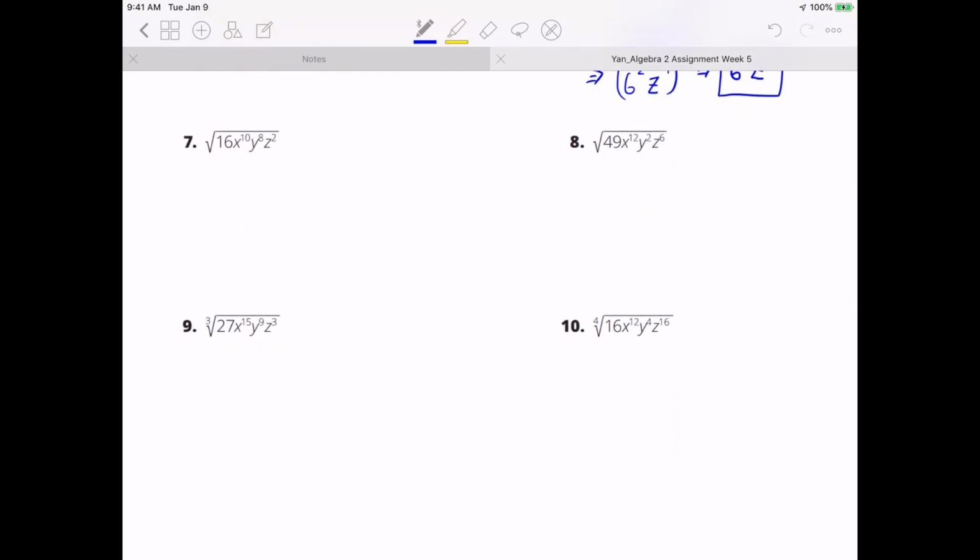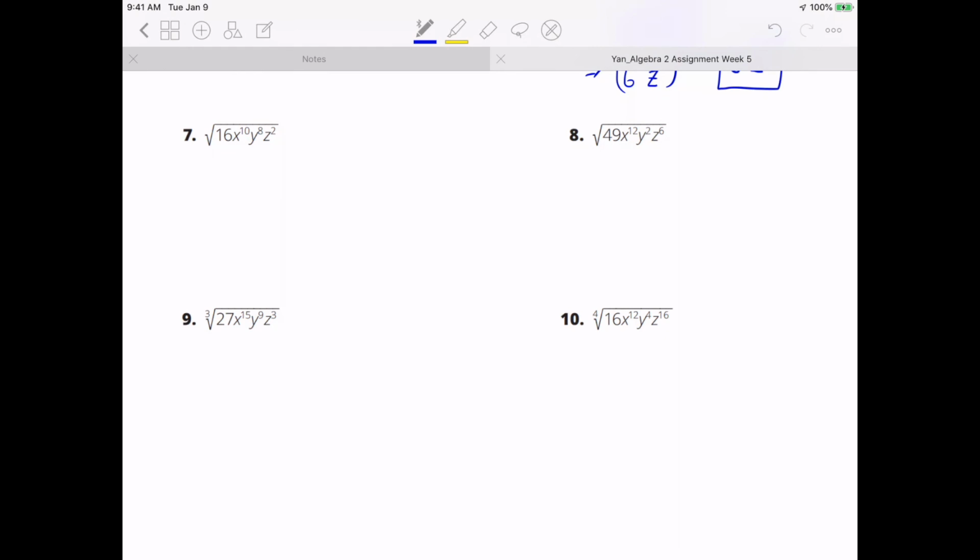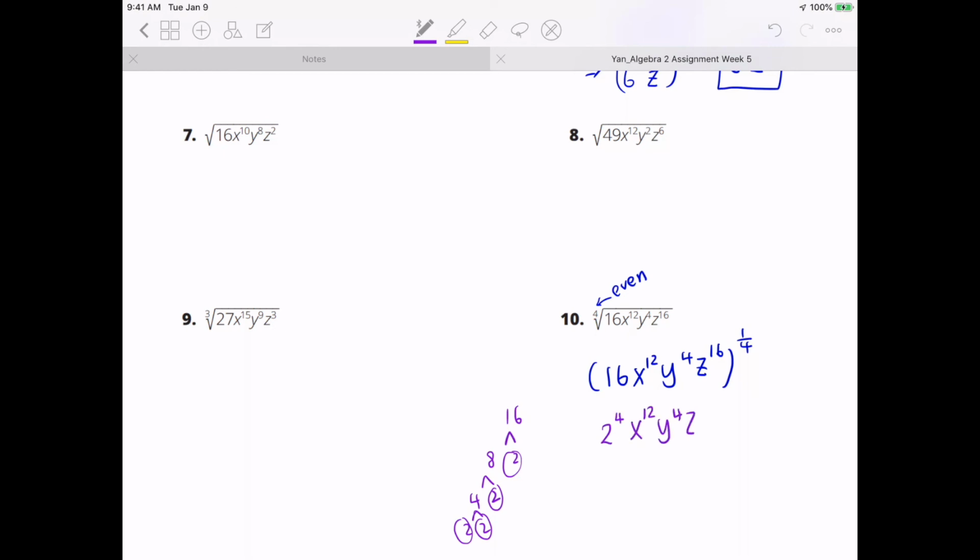One last one. I will do number 10. Number 10 is an even degree, even root. So let's do 16x to the 12th power, y fourth, z to the 16th, to the 1/4. Okay, so 16, we've got to break it down. It's 8 times 2, 4 times 2, 2 times 2. Circle all your prime numbers. Do we have any groups? Obviously, it's 2 to the 4th power, right? So I'm going to write the rest to the 1/4.